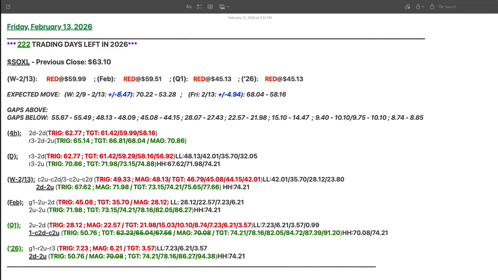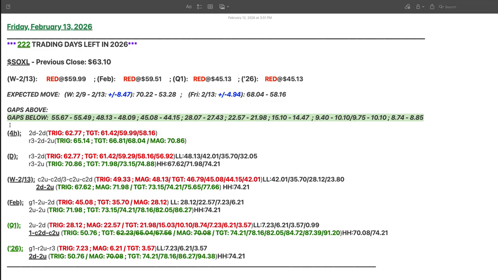We talked about the market maker's expected move for the week being plus or minus $8.47 from the close price on Friday, giving us that expected range of 70.22 to 53.28. And then we have the market maker's expected move for this Friday at plus or minus $4.94, giving us an expected range of 68.04 to 58.16. Still no gaps above, but we do know where the gaps are below. Always keep those in our notes.